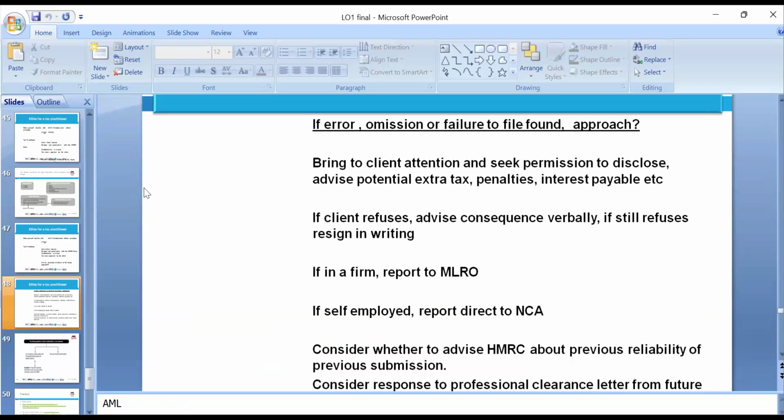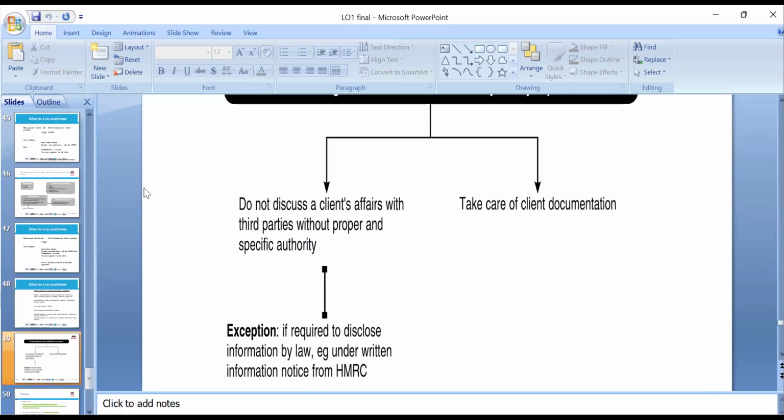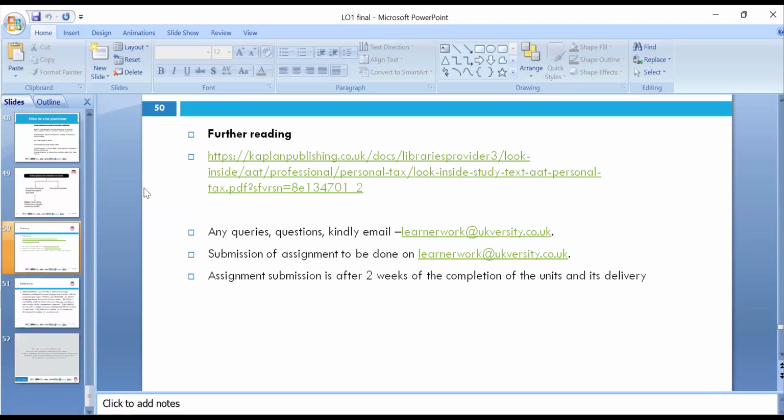Consider advising HMRC about previous liabilities or previous submissions, and don't discuss the client's affairs with a third party without proper specific authority. Exceptions are if a court says so, the wider public interest, if somebody is involved in money laundering, or if we are required to disclose the information by law under a written information notice.